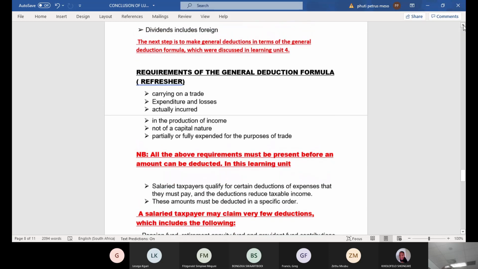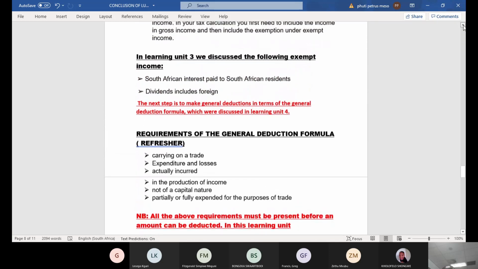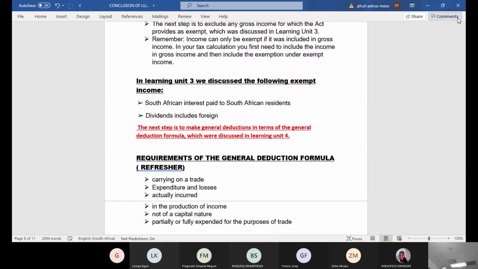Okay, let's see now. We're moving to the second part. In Learning Unit 3, we discussed the following exempts: South African interest paid to South African residents, and the dividends, including the foreign ones. And the next step is to apply the general deduction formula, which we discussed in Learning Unit 4.